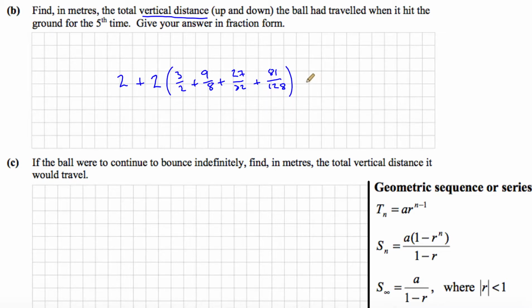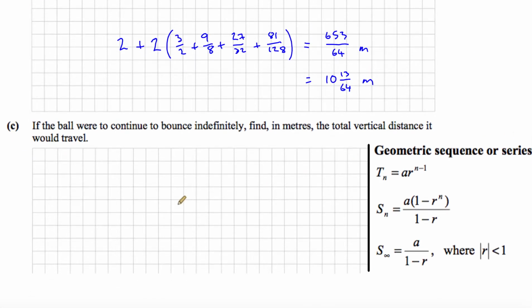So we can put all of this here into our calculator, and it does say to give your answer in fraction form. So fraction form would be 653 over 64. So that's fraction form. That will get you full marks. If you do want to change that to mixed numbers, you can. So that would be 10 and 13 over 64. Both answers will get you full marks. And don't forget your units. That will be in meters because it's vertical distance.